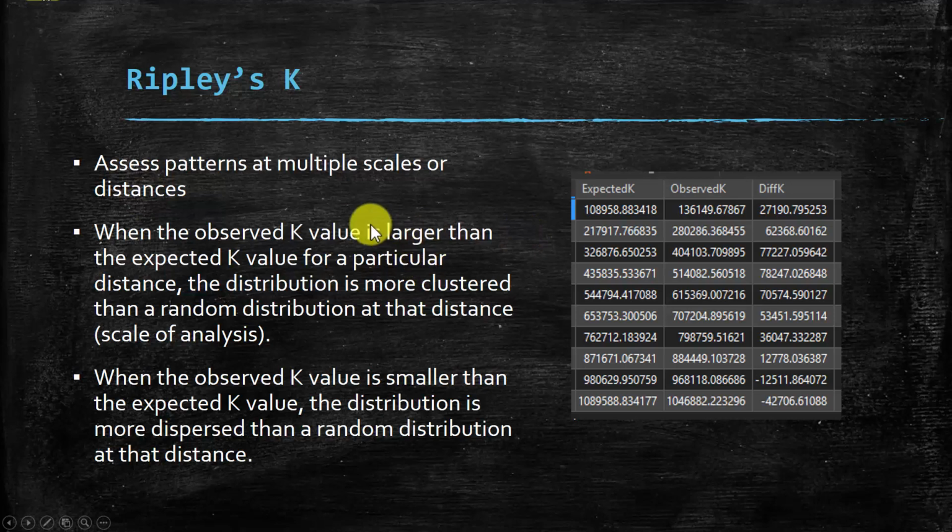So as a result, you're going to get different measures of K values at different distances. They'll tell you whether the data at that distance is random, clustered, or dispersed. When the observed K value is larger than the expected K value for a particular distance, the distribution is more clustered than a random distribution at that distance, which is the scale of the analysis. When the observed value is smaller than the expected K value, the distribution is more dispersed than a random distribution at that distance. You can think about this as nearest neighbor, but instead of a global value, either globally clustered, random, or dispersed, you're trying to look at this more locally, at different scales.